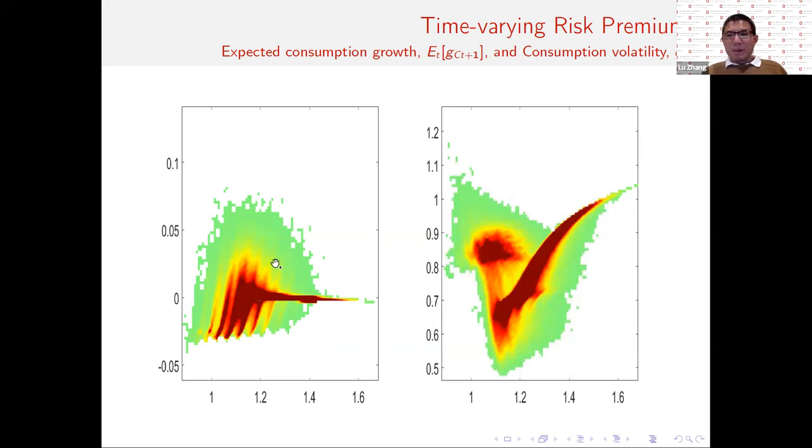as well, right? So this panel is conditional consumption volatility. It's a little bit more active than consumption growth. Expected consumption growth is mostly acyclical. If anything, you see some weak procyclicality as well.